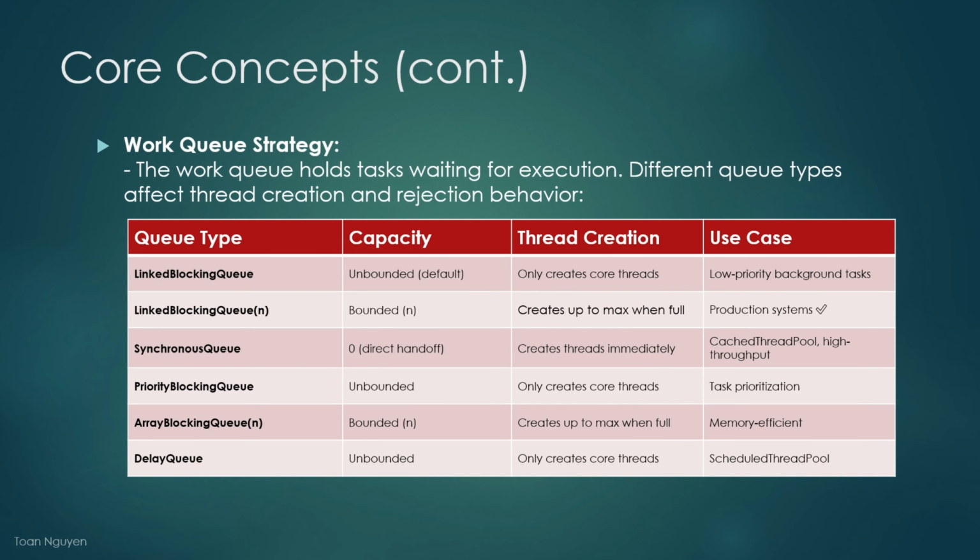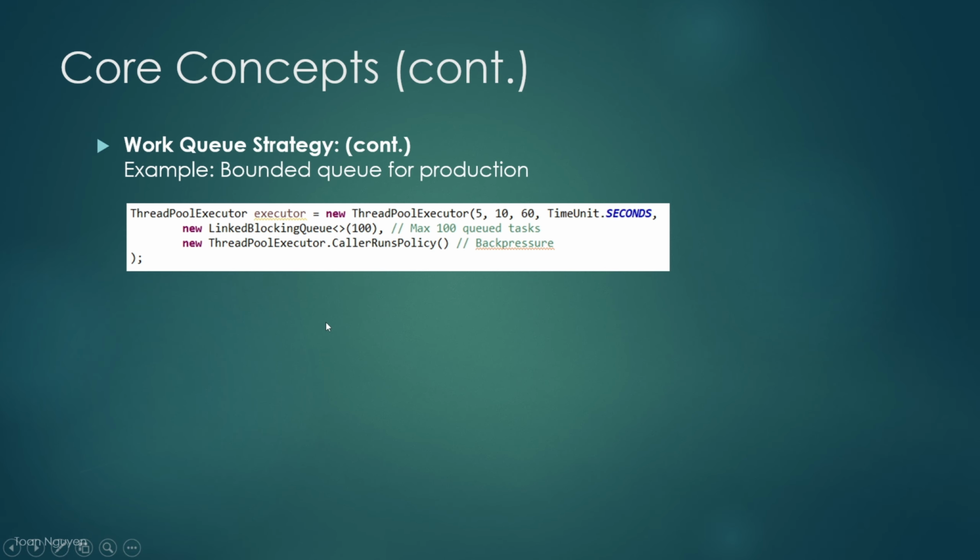Now about queue strategies. What is a queue? A queue holds tasks while waiting to be executed. So, there are different queue implementations. Each affects thread creation and rejection behavior. They are different. We will review these when needed. Here, when needed, we can come back and review. After practicing, we revisit these concepts. If we forget, we just review again.